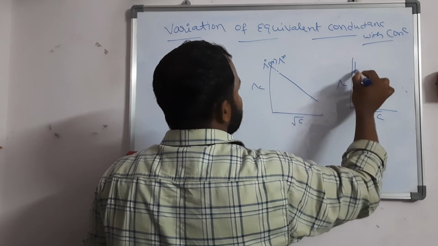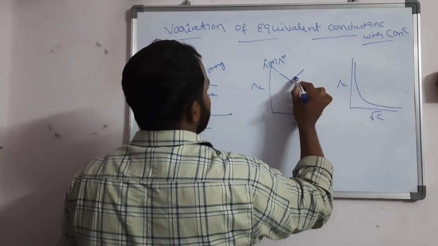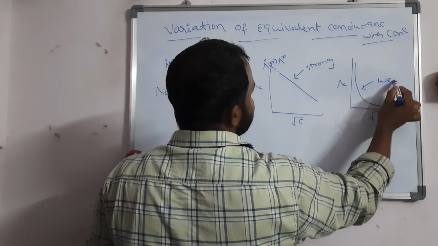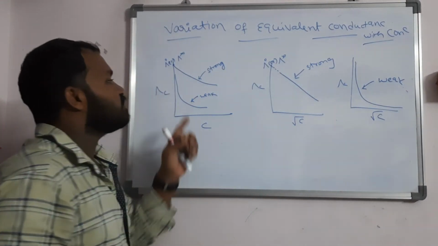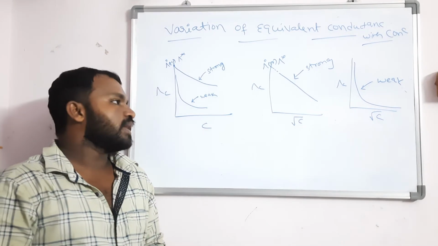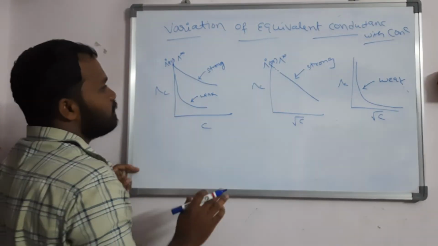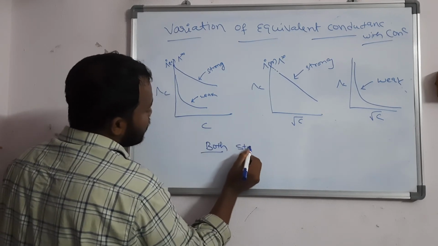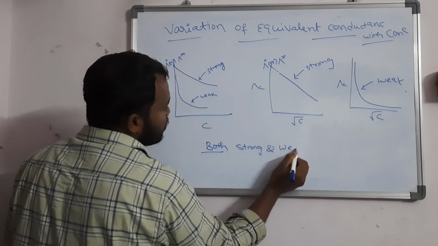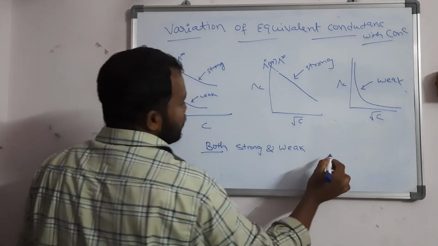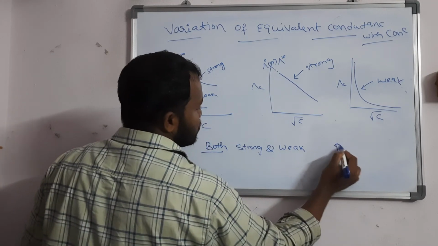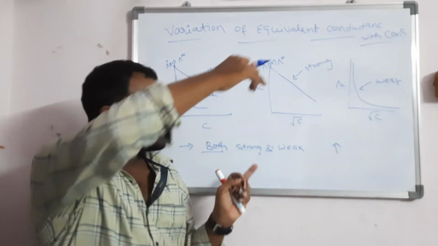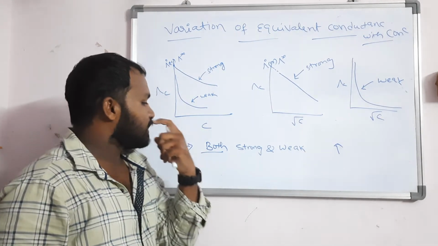So this is strong electrolyte, weak electrolyte. In the exam they will give this is A, this is B. Which of the following is strong electrolyte? Options they will give like this. And the statement: for both strong and weak electrolytes, upon dilution equivalent conductance increases. This is a point you should keep in your mind. For both strong and weak electrolytes, upon dilution equivalent conductance increases.